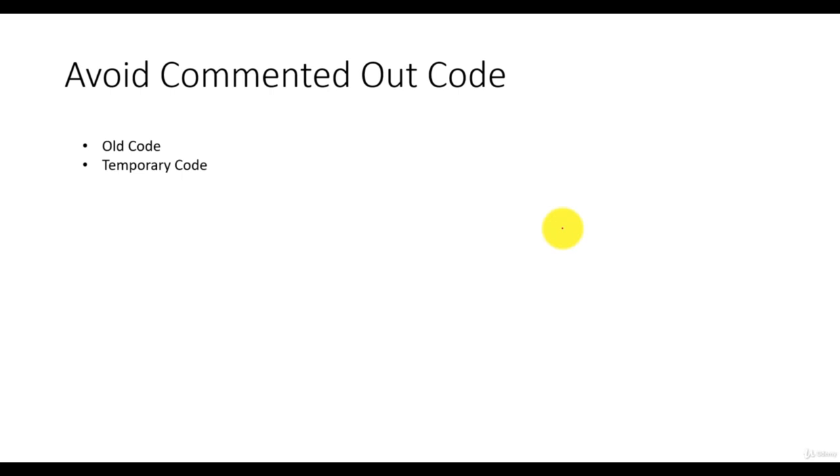Anyway, the old code is present in the older version of the file. If at any point in time it gets required, we can fetch it from there. Comments are not the good place for storing the old code.